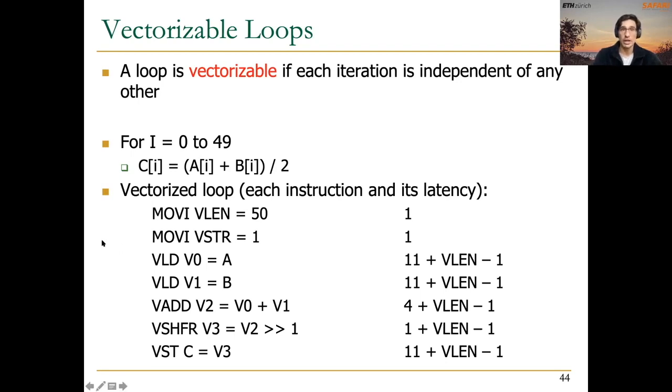And because this is a vector machine or a vector or SIMD processor, we just need to write one instruction for all 50 elements, right? So this is the vector load that loads in V0 the 50 elements coming from A. This second vector load loads in V1 the 50 elements coming from array B. And then we execute this vector addition, vector shift register, and vector store.